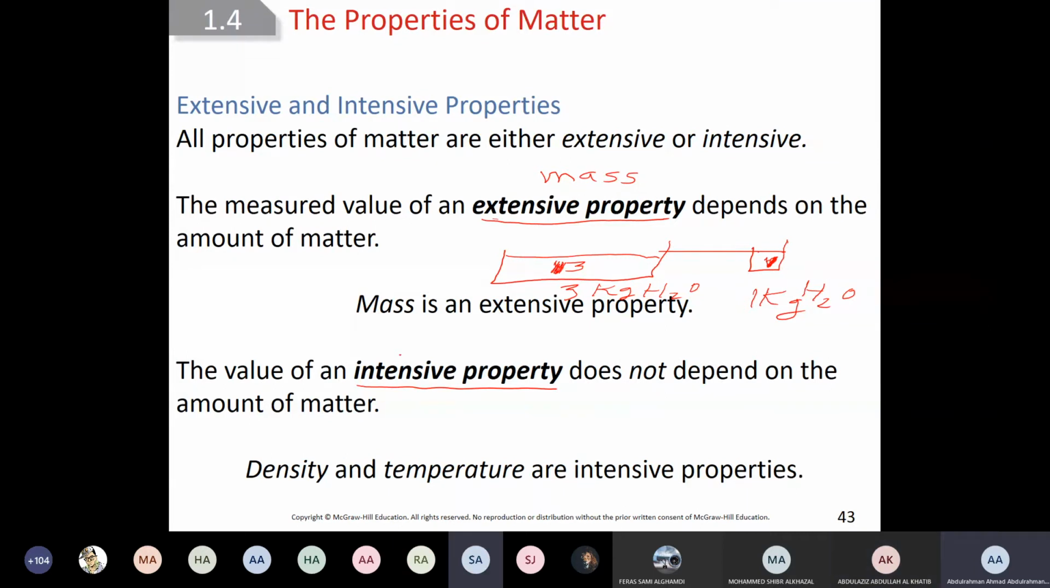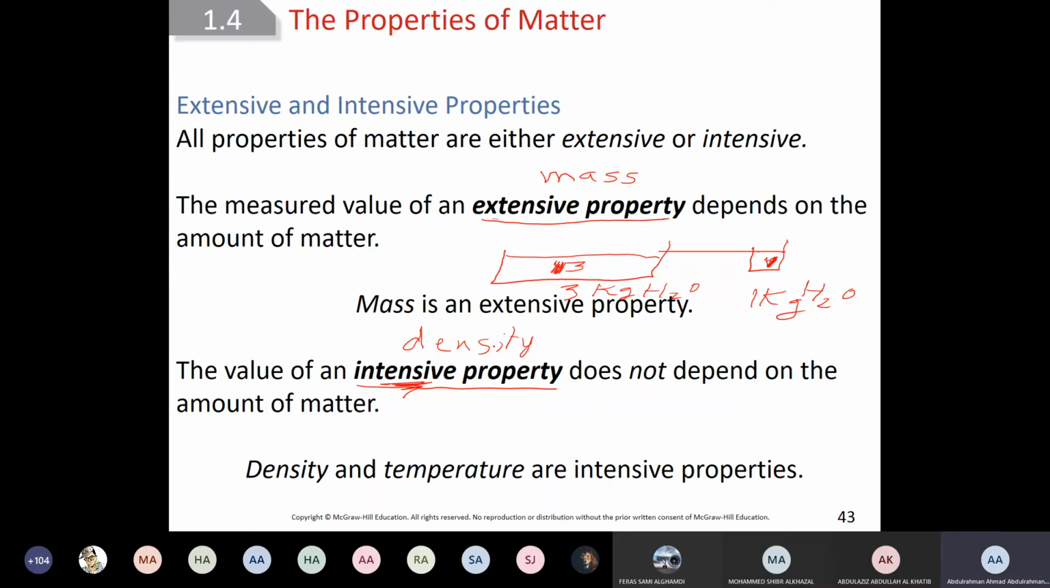And the density is an intensive property. The density of water is 1, regardless of whether you have 1 kilogram of water or 1,000 kilograms of water. The density is 1. Is this clear? I hope this is clear.